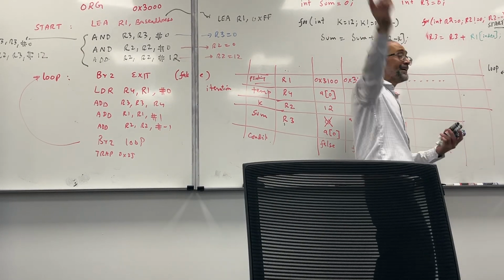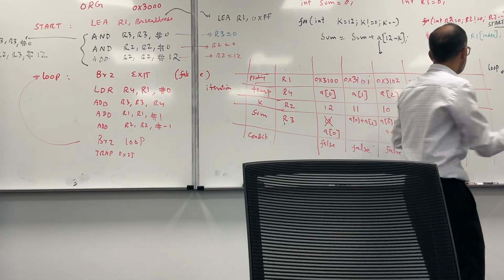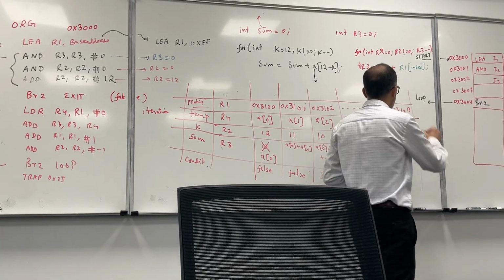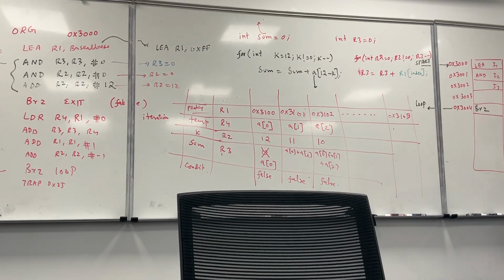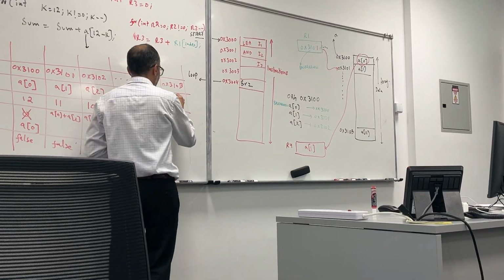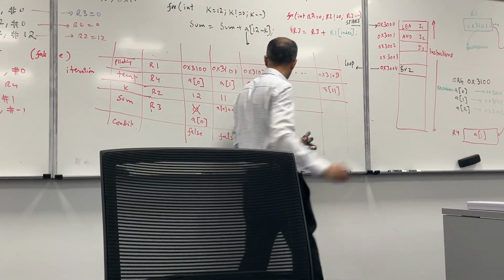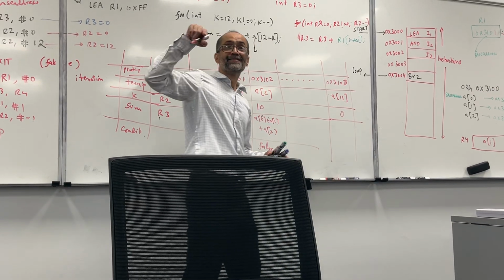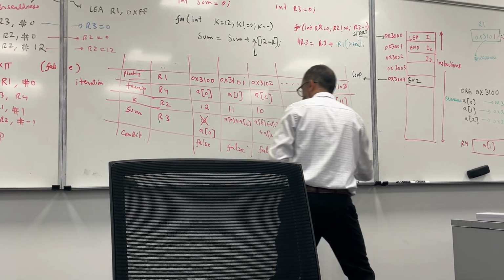When it is the last iteration, what will be the last value? 310 what? B. When it will be 310B, because this is the last element. What will be the value of R4? A11. What has to be the value of K? 0. And then, what will be the value of sum now?